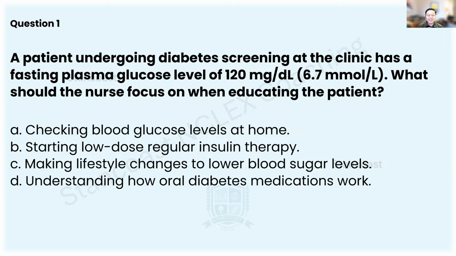If you had answered letter A, checking the blood glucose levels at home, this is incorrect. We know that self-monitoring of the blood sugar is very important for those diabetic patients in order to manage their blood sugar levels. However, your patient this time is actually pre-diabetic. So self-monitoring this time is not typically necessary. Take note about the fasting blood sugar of 120 milligrams per deciliter. We're not going to do this yet.